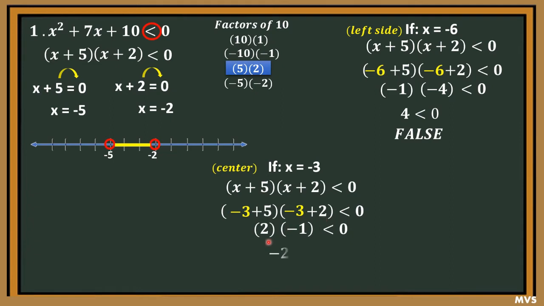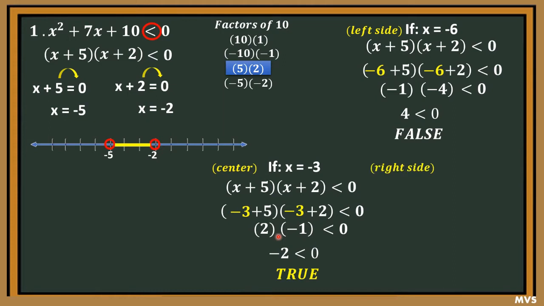Then multiply the 2, negative 2. Is negative 2 less than 0? Yes, it is true. It means that the center region is included in the solution set.